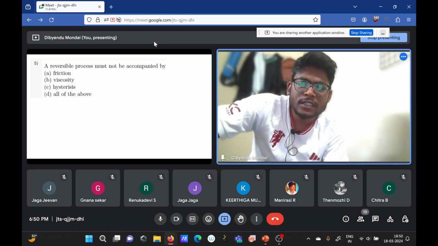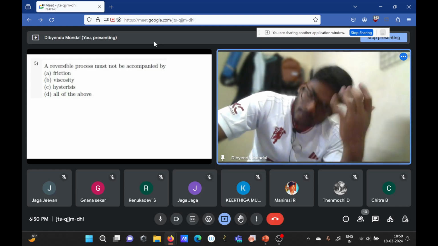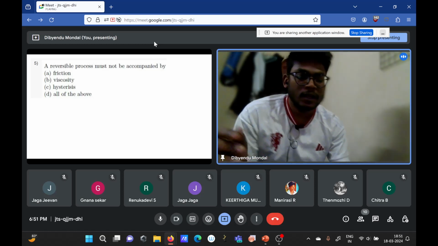And what is hysteresis? Hysteresis is there are different kinds of memory involved, right? Hysteresis means that it actually remembers the path. It has some memory inbuilt, right? Okay, so let me write some definitions.